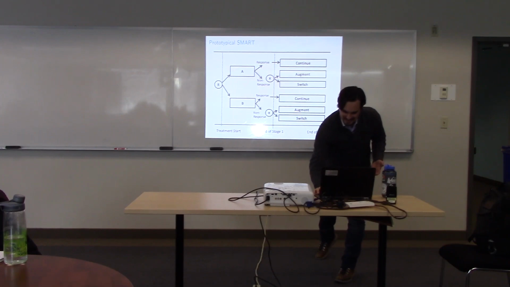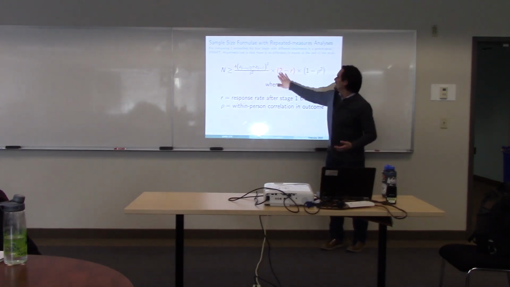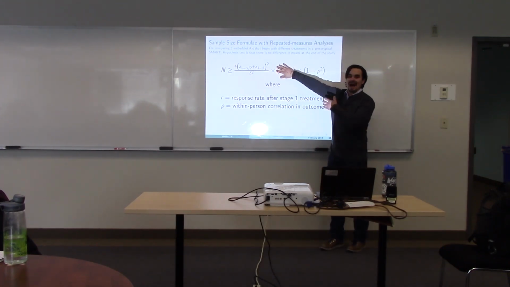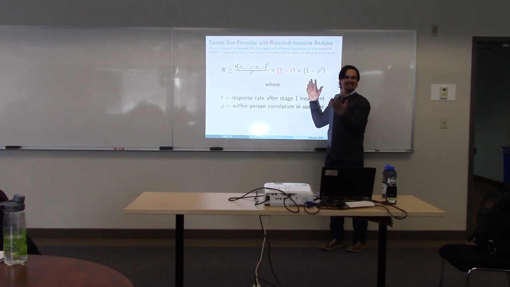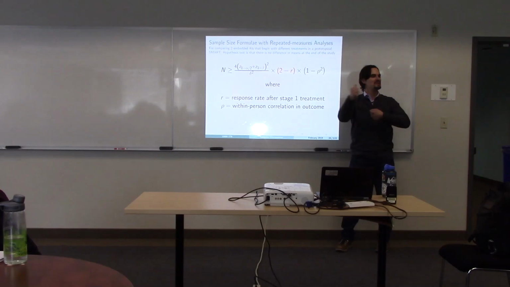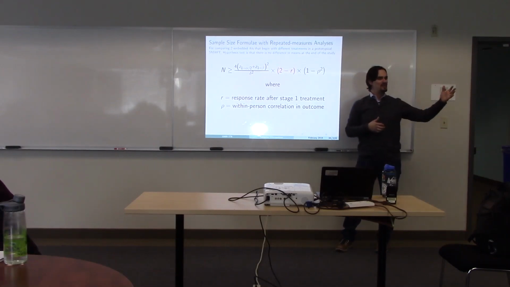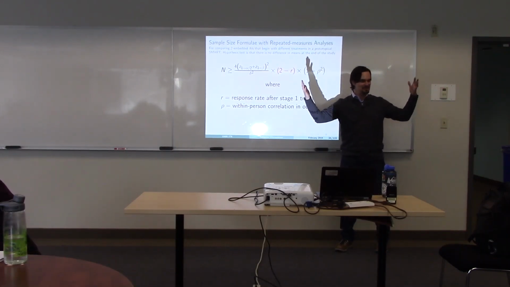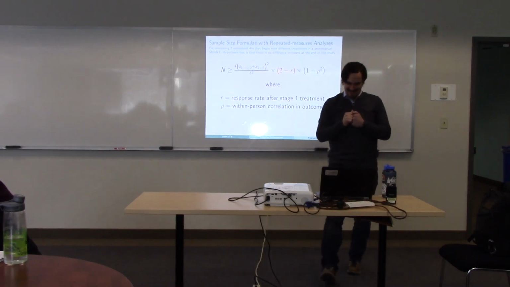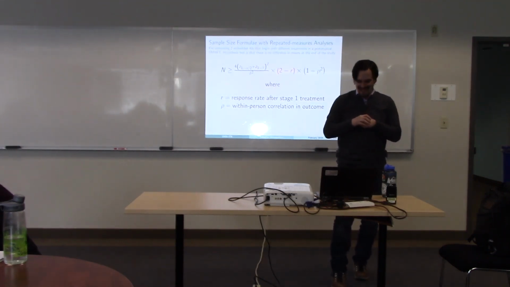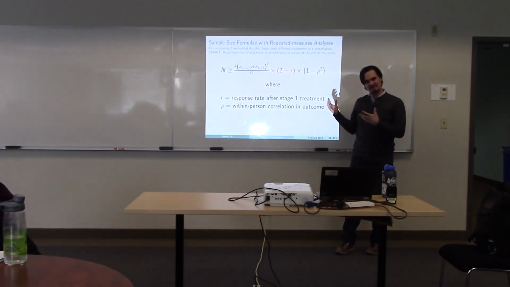So this is a 1. Because if everyone was a responder, there's a 1. So I fall back to my 2-arm sample size calculation. Isn't that beautiful, the way the math works out? So the SMART is essentially somewhere in the middle between the 4-arm trial and the 2-arm trial. Isn't that beautiful? It's so beautiful. Maybe only statisticians geek out on that. It's just beautiful the way the math works out.